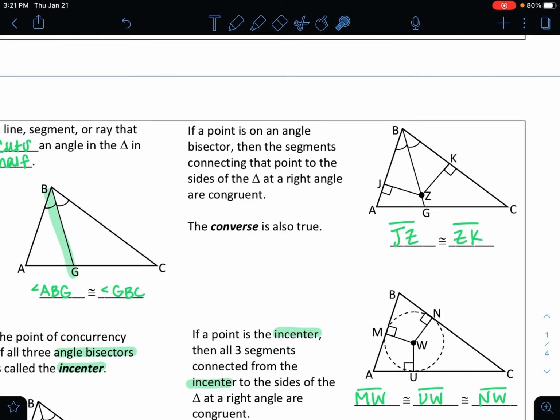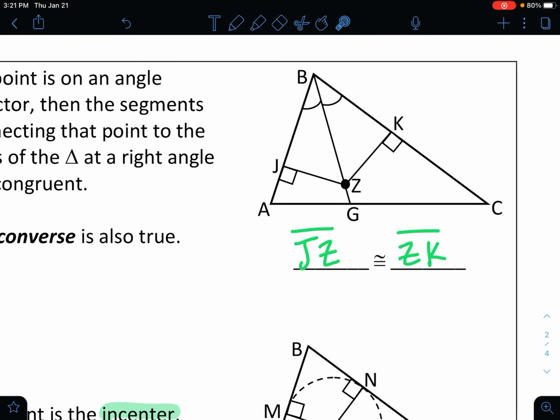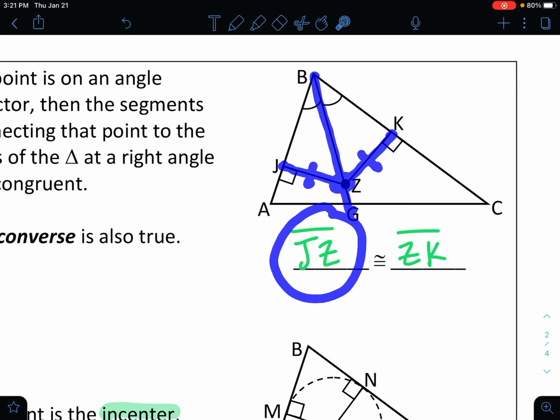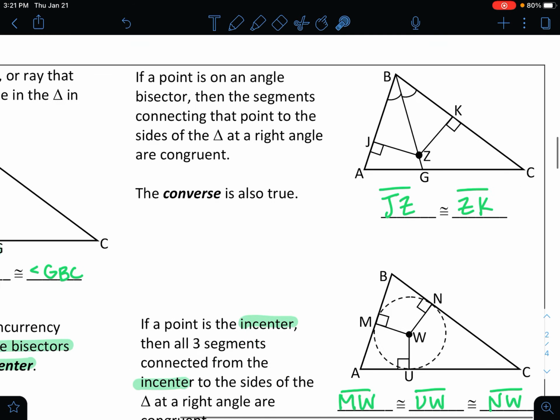Now let's talk about some things that you need to know. So let's just say BG again is the angle bisector. Let's say point Z is on that angle bisector. If we go straight to the sides here at a right angle, those distances are congruent. So JZ and ZK are equal. They have equal distances or equal lengths.